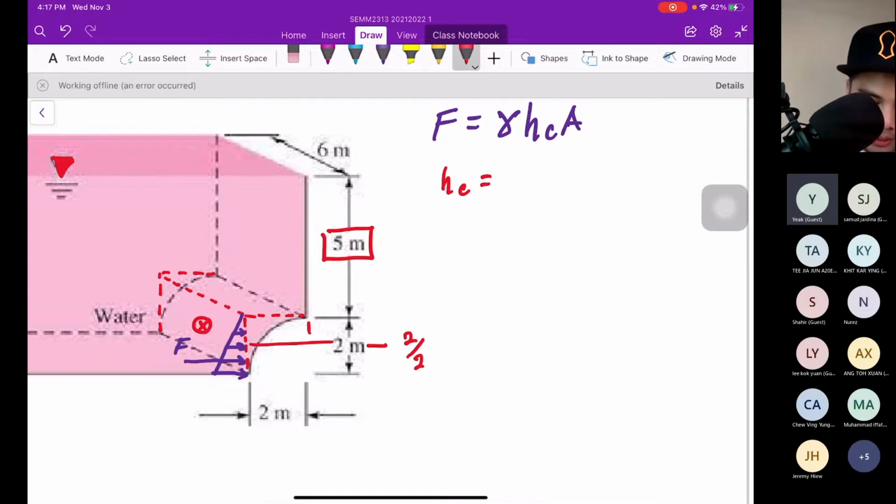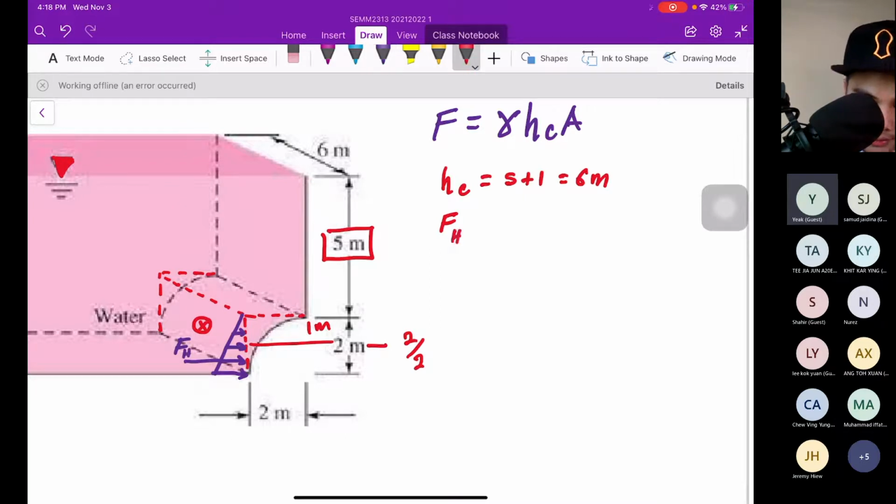So it is 1 meter. So 5 plus 1 equal to 6 meter. Therefore, F here that we want to calculate is in the horizontal direction. Force in horizontal.